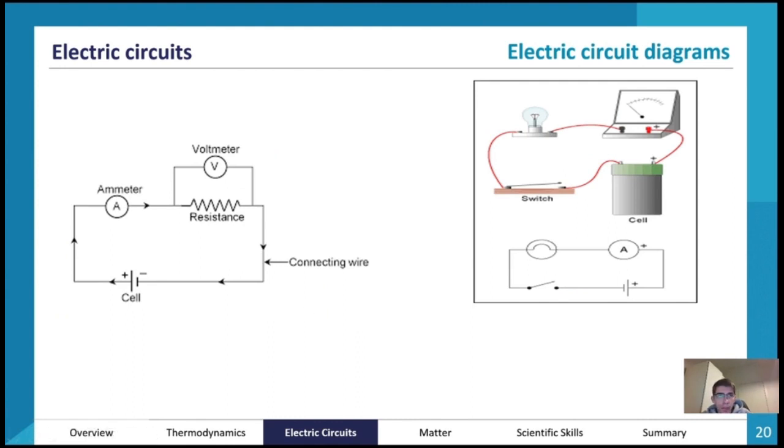Now, there are different electric circuit diagrams. This one is a very simple example of an electric circuit diagram where you have the positive terminal and the negative terminal. We have a voltmeter here which is connected in parallel, and voltmeters are always connected in parallel, and an ammeter which is always connected in series.